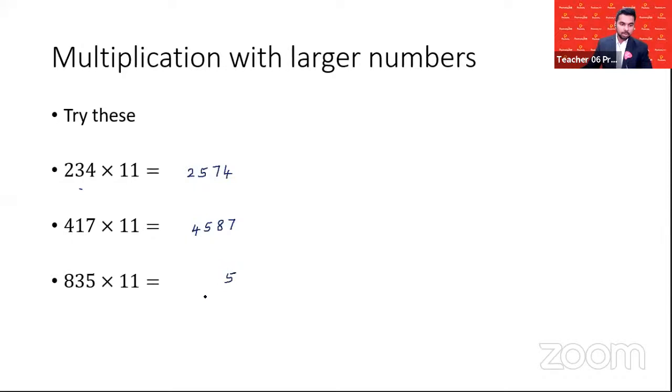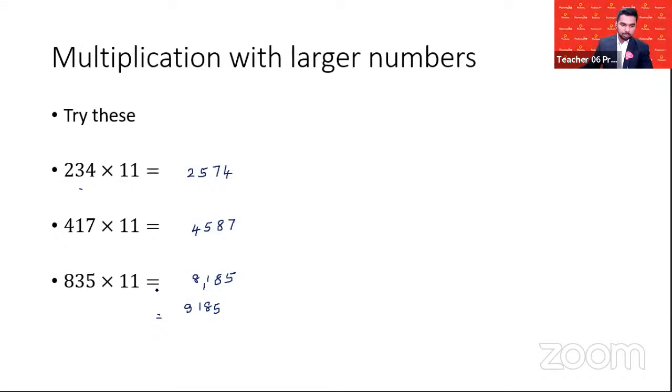What about the next one? You begin with 5 at the rightmost place. Then you have 5 plus 3, which is 8. Again, you have a little bit of doubt when it comes to 8 plus 3, where you have 11. So 11, you have to write like this and put 8 here. So this is going to be 9185.